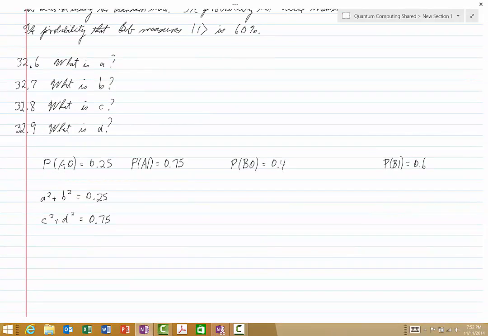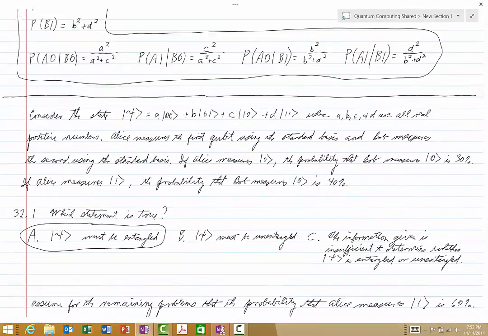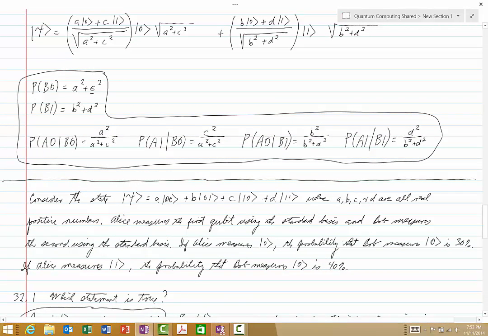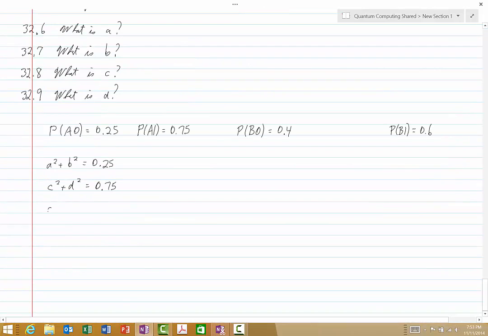So that's how we can use these first two equations. And then the second two: if we scroll up here, P of B0 is A squared plus C squared, P of B1 is B squared plus D squared. So we have A squared plus C squared is equal to 0.40, and B squared plus D squared is equal to 0.6.